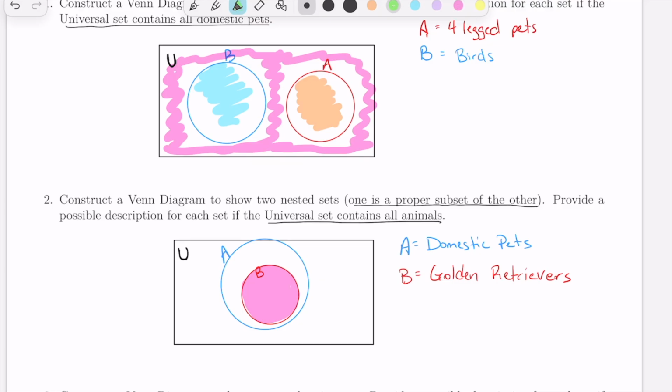But there are some other pets that are not golden retrievers that would be out here in A, but not in B. Okay, and that's why it makes this a proper subset or a nested set, because there are still some pets that are in that green section. All right, let's move on to the next one.